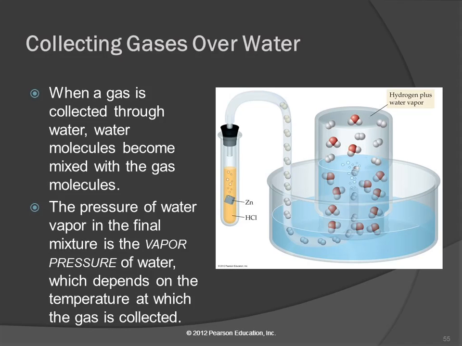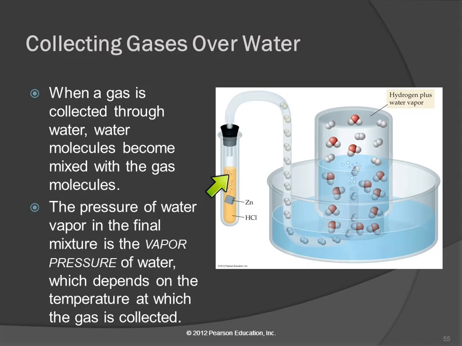One way to collect gas that's generated in an experiment is to collect it over water. It's actually more accurate to say collecting it through water. So here we have a test tube. We've got zinc and hydrochloric acid. And when those react, they're going to generate hydrogen gas.